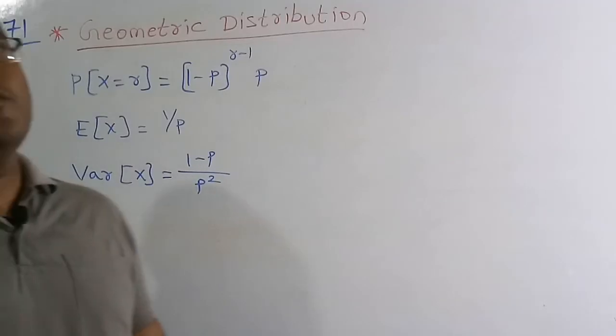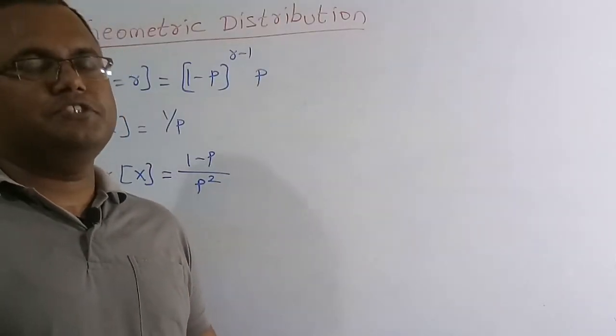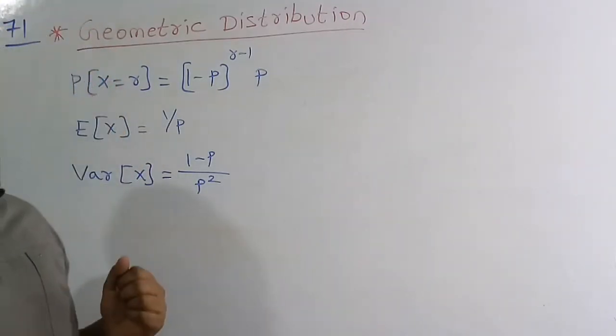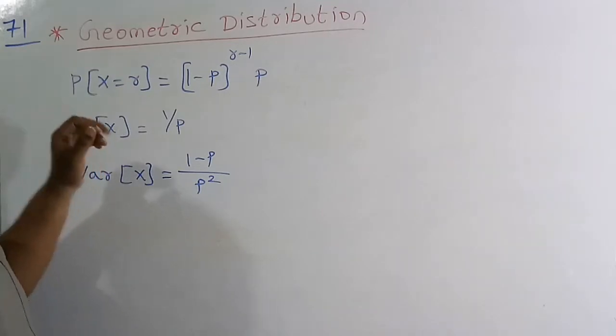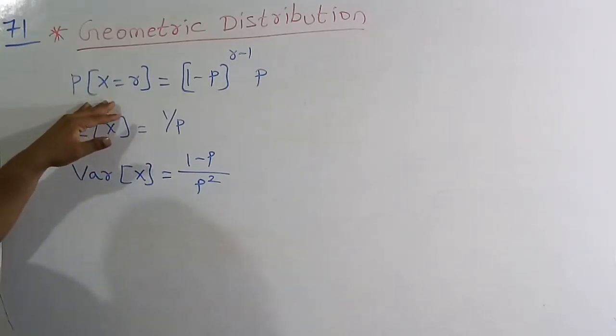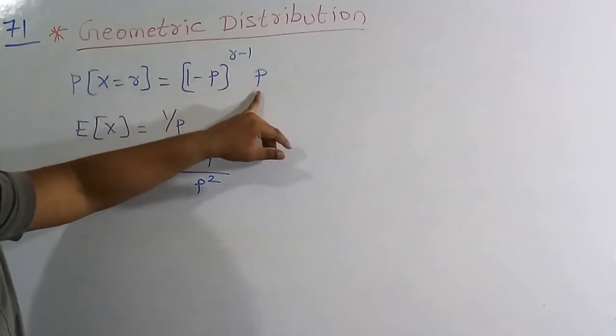So now I will take this opportunity to discuss some more important points regarding the different types of distributions present in probability. Which is the geometric distribution. In the geometric distribution, the probability of x is equal to r is equal to 1 minus p to the power of r minus 1 into p.